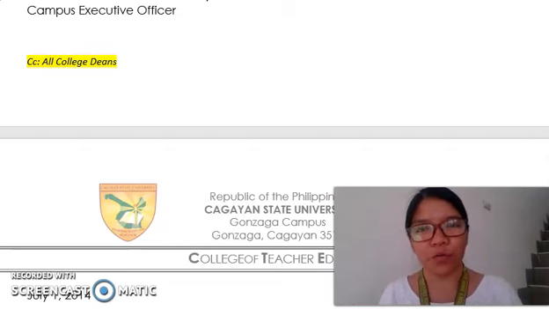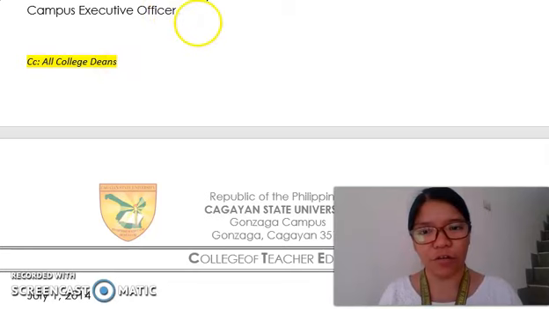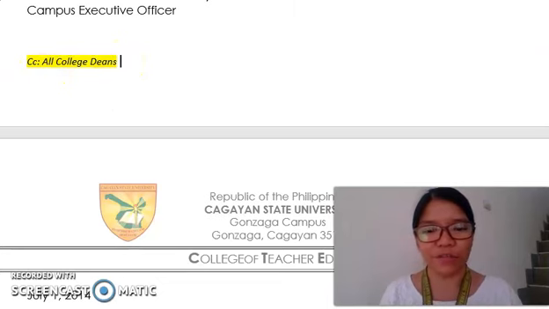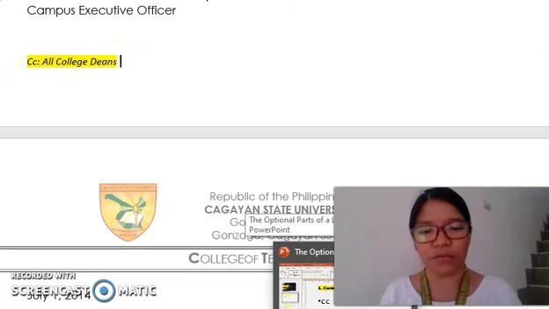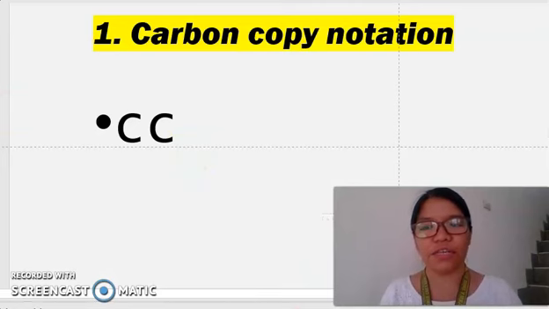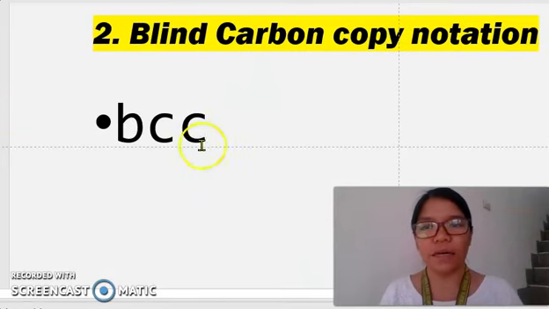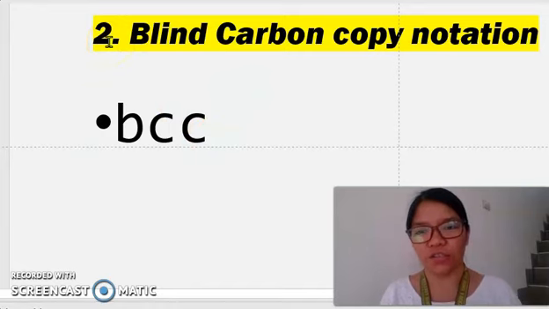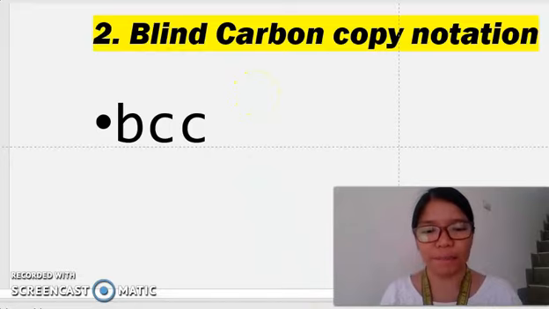It is a part of the letter, which means that another copy of this letter that you have sent to the receiver was also sent to all the college deans. Thus, CC, carbon copy notation. Now let's compare this CC to the second part, which is the BCC, or blind carbon copy notation. What is its difference with CC?